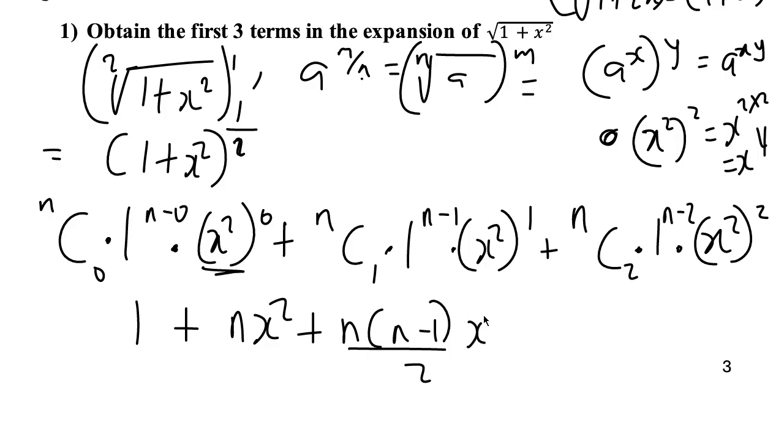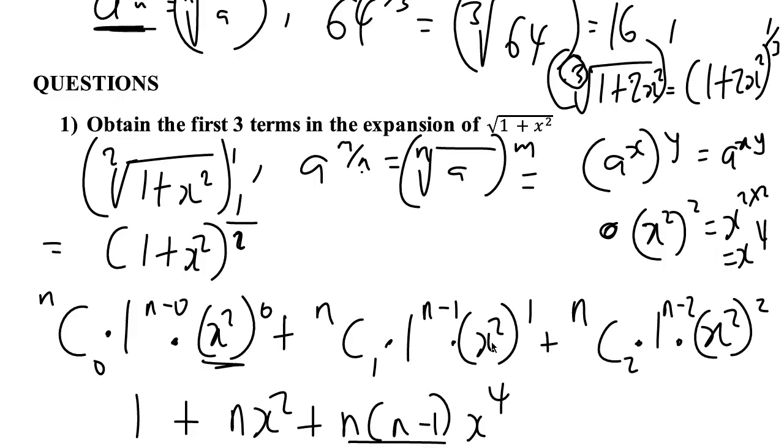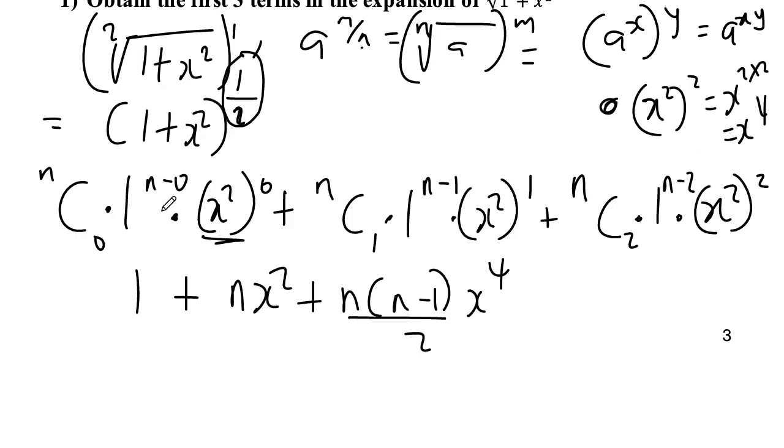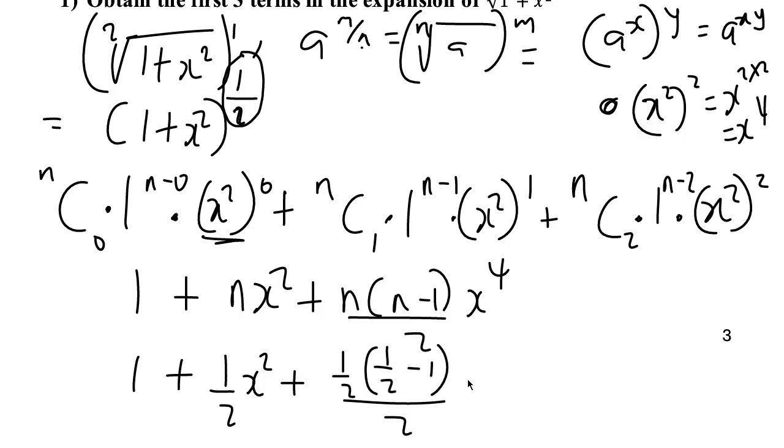x to the power 4. You get. So with this now, you simply substitute n, and in this case, what is your n? Half. That is what you are raising it to in this case. We are not talking about the general form we're talking of. In this case, we are raising it to half. So anywhere you have n, substitute half. So what is that going to be? 1 plus half x squared plus what? Half into half minus 1 all over 2 x to the power 4. And the job is done.